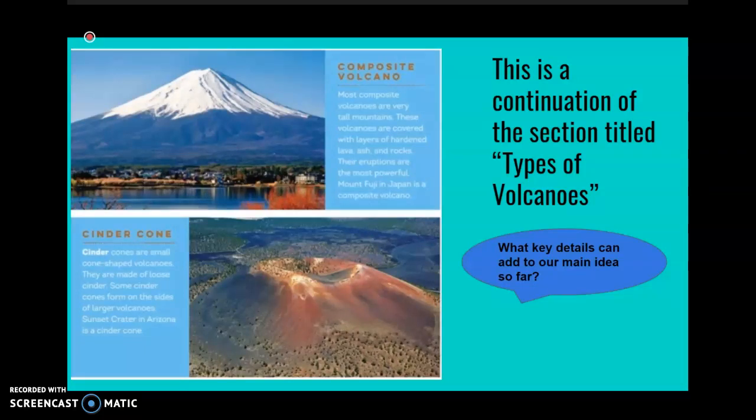Now, I want someone to tell me, I have the text feature photographs. How does that text feature help me on this page before I even begin reading? What does the text feature photographs do to help me as a reader? How do the photographs help me to be a good reader as I look at this section? Anyone can tell me.